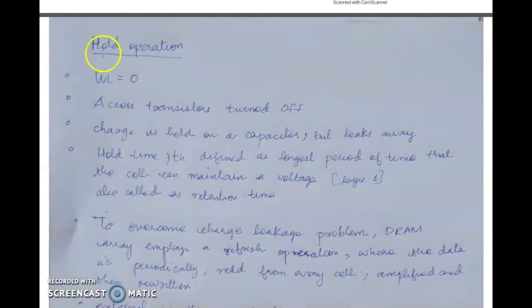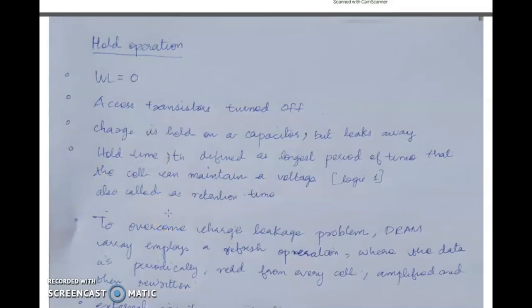Next, let's see hold operation. For hold operation, word line will be 0, and as a result, the access transistor will be turned off. Then the charge is held on the capacitor, but we know that there is a problem with the capacitor as the charge across the capacitor leaks away. So we define hold time as the longest period of time that the cell can maintain a voltage that is logic 1 state. That is called hold time, and its another name is retention time.